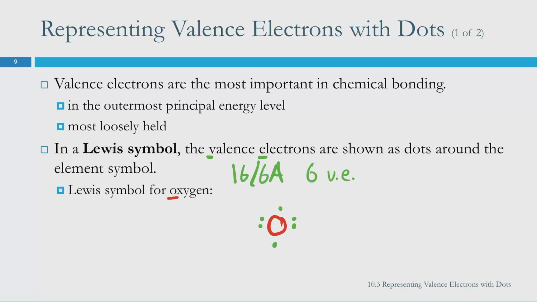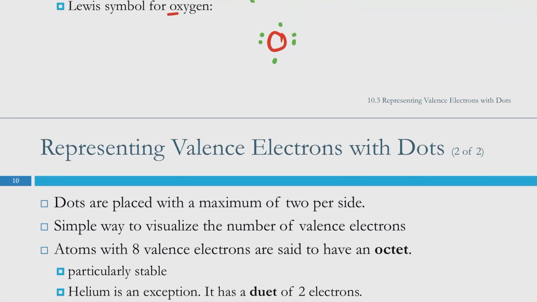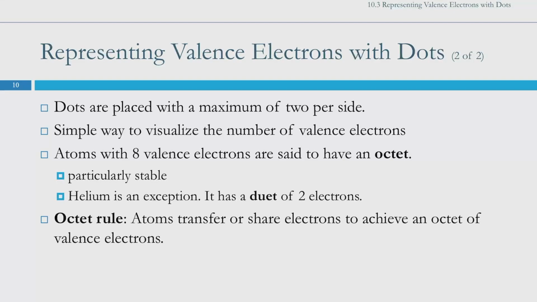And the way that we put them in typically, it doesn't really matter which order you stick them in or where they go in particular, but we put them in singly first, as you saw me do, and then you can double them up after that. There's 4 sides going with the 4 cardinal directions, up, down, left, right. So we can get a maximum of 8 valence electrons, and I think this is on the next slide. Okay, dots placed with a maximum of 2 per side. Placed singly first, then doubled up.